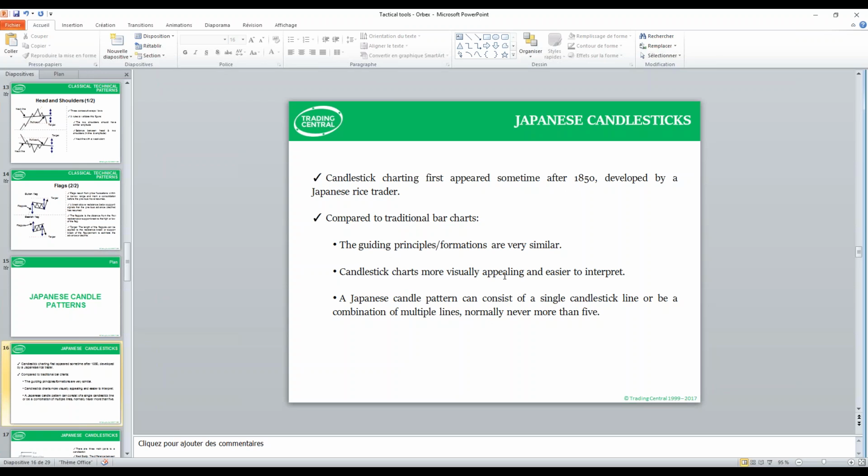The Japanese candlesticks are more visually appealing and easier to interpret. As you can see here, that's the first interest of the Japanese candlestick for traders. When you have a look at the chart, it's clearly more visually appealing and easier to interpret. So that's the first good point for the Japanese candlestick, I would say. But that's not enough. The other part is that the Japanese candlestick can consist of a single candlestick line or be a combination of multiple lines, between 1 and 5 candles. And you can anticipate a trend reversal thanks to the formation of Japanese candlestick patterns. So this is another very interesting way to use the Japanese candlestick when you are able to identify the formation of a pattern.